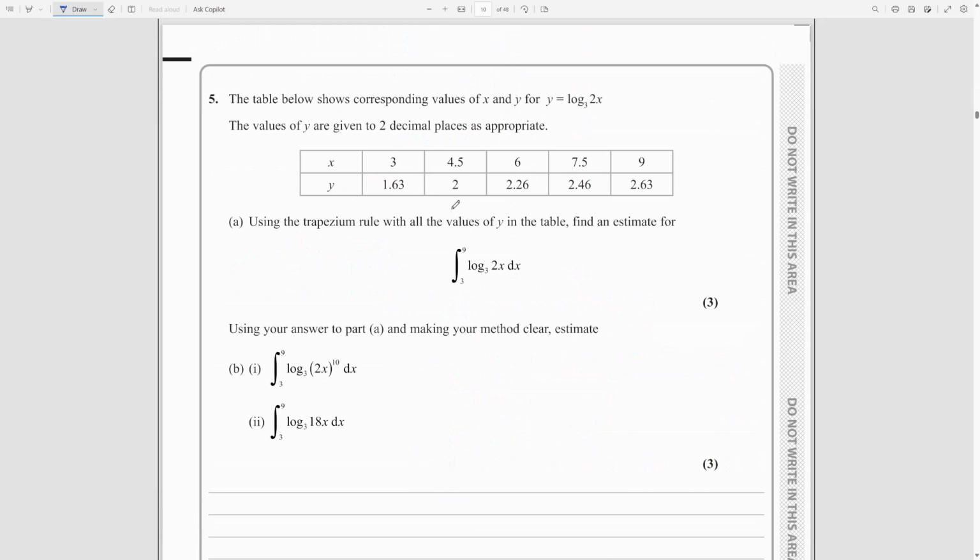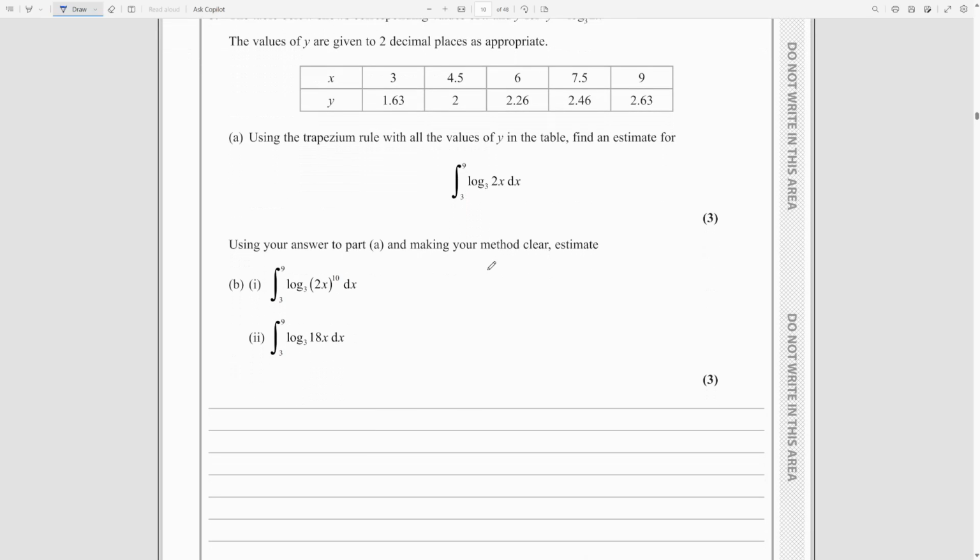Question 5. The table below shows corresponding values of x and y for y equals log base 3 of 2x. The values of y are given to 2 decimal places as appropriate. Using the trapezium rule with all the values of y in the table, find an estimate for this integral.